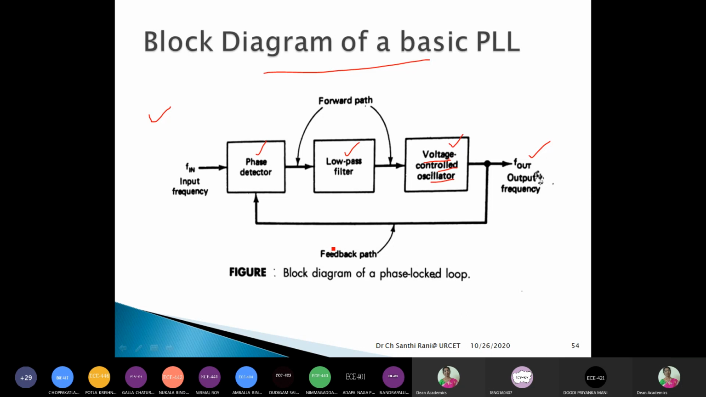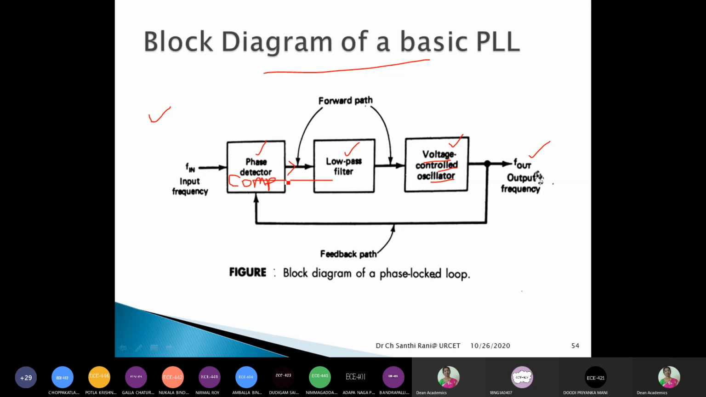Now the phase detector, we also call it the comparator. This comparator compares the input frequency that you want to take with the output frequency of the voltage controlled oscillator. This is the output frequency and this is the input frequency. Therefore, this phase detector or comparator compares the input frequency with the output frequency. Then what is the output of this phase detector?